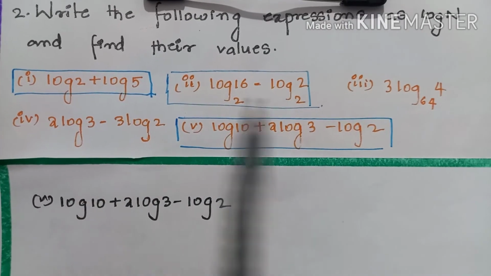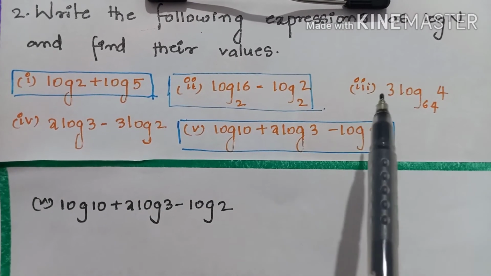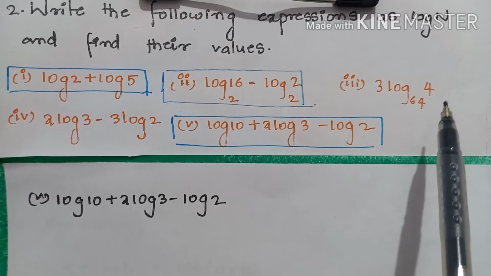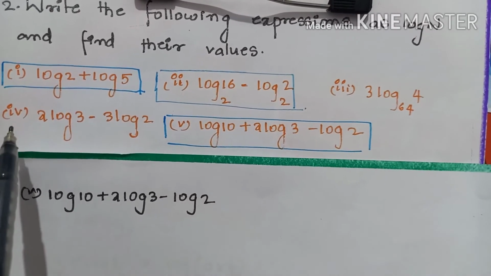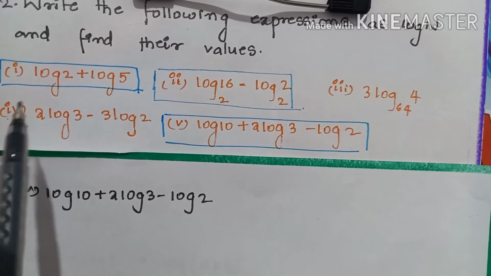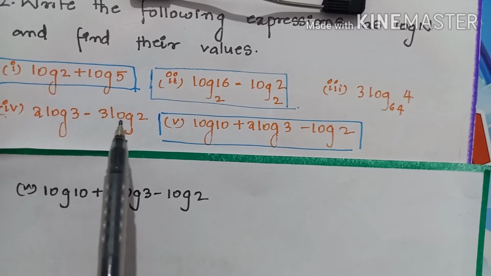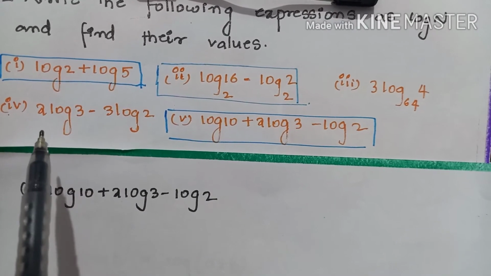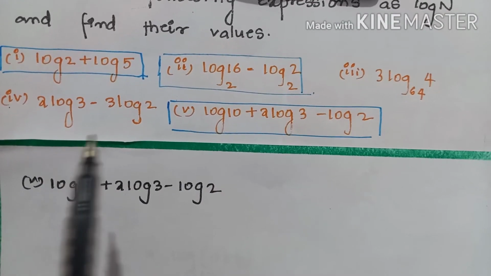Now solve the third and the fourth question on your own. The clue for the third question is that 64 can be expressed in terms of 4, and the hint for the fourth question is that you can express this by using the log property, which is log a minus log b is log a by b.